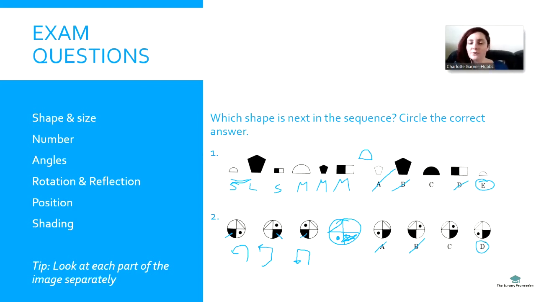Alright, that's all of my examples for now. Hopefully you found that really helpful. Remember, break your shapes up so you're only looking at one part of the pattern at the same time. And if you keep that in mind and really pay attention to exactly what is and is not part of a pattern, you're going to be successful in these questions.